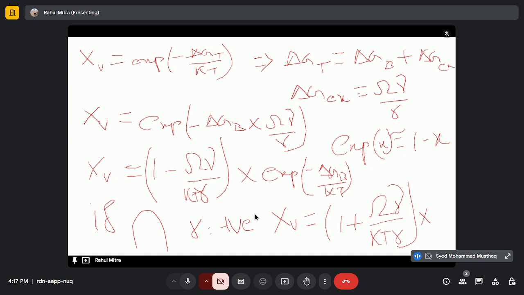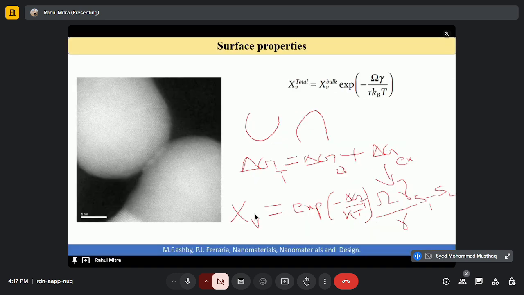Into some constant term, or we can add C2. This is what happens. Here you can see this is your convex surface and this is your concave surface. The mass transport happens like this: the atoms will come from here to here. What about the vacancies? Vacancies go from here to here, because that's how substitutional diffusion happens.